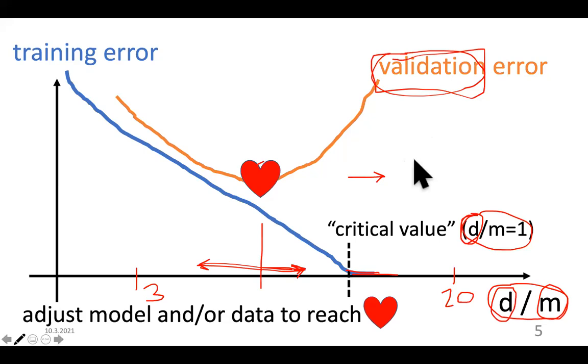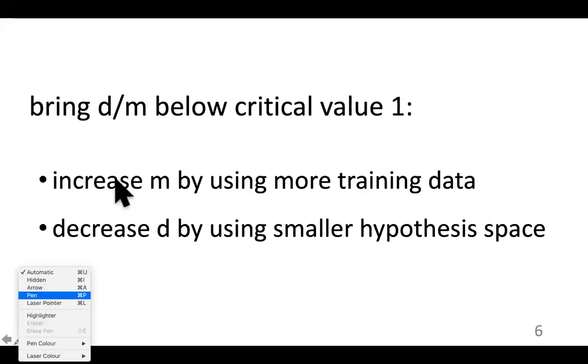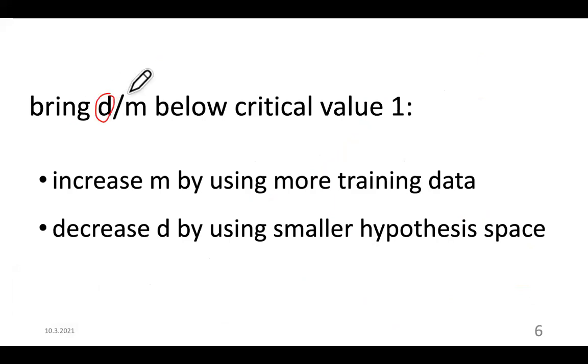Okay, so let's now discuss 2 complementary approaches to get this ratio D to M, so the size of the hypothesis space divided by the size of the training set. We must get this below 1. And there are, of course, 2 options for this. The first option is to increase the training set. So how can we increase the training set?